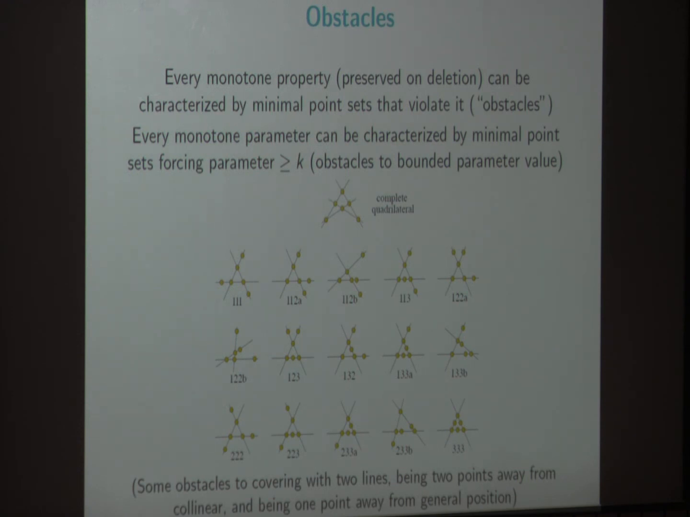So these particular point sets are among the obstacles to, for instance, the property of being able to be covered by 2 lines. If you have any of these point sets in your input, it cannot be covered by 2 lines, and they're minimal with that property. They're not quite the only obstacles, but what that means is that one could compute whether you have that bounded parameter value. Are you coverable by 2 lines or not? Simply by a mechanical procedure of looking for those obstacles.